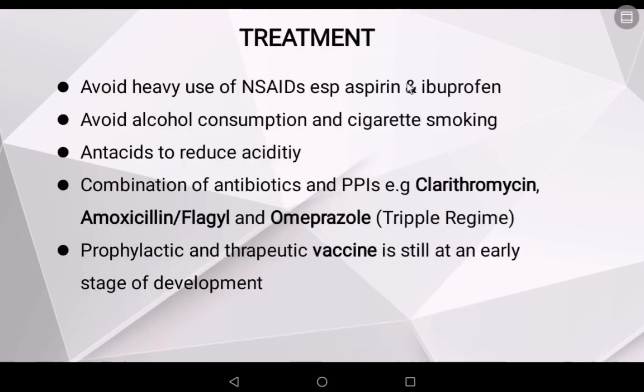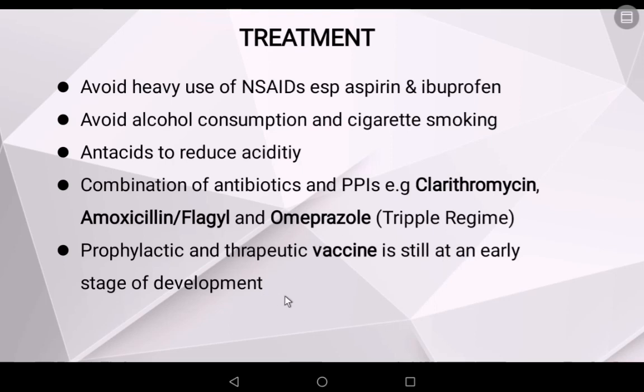Talking about the treatment, obviously to treat chronic gastritis, first of all you have to avoid the causes, which means avoiding heavy use of non-steroidal anti-inflammatory drugs, especially aspirin and ibuprofen, which are the most commonly used NSAIDs. Avoid alcohol consumption and cigarette smoking. Antacids will be used to reduce the stomach acidity. And the most important definitive treatment is the combination of antibiotics and proton pump inhibitors, for example clarithromycin, amoxicillin, flagyl, and omeprazole, which is also known as the triple regimen for the treatment of chronic gastritis or peptic ulcer disease.